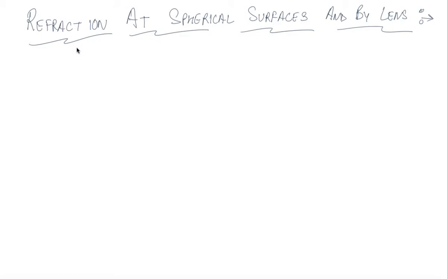So now let us talk about refraction at spherical surfaces, and then after that we will be going through how to derive the lens formula. For that, first let's take a spherical surface. This is my spherical surface. Now these are the two media.